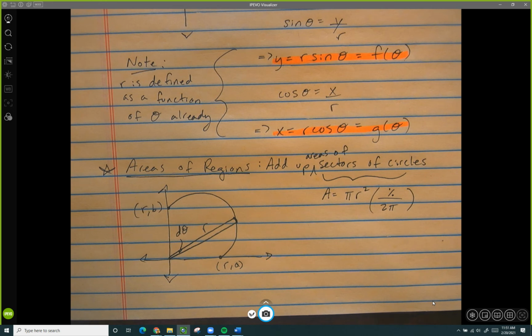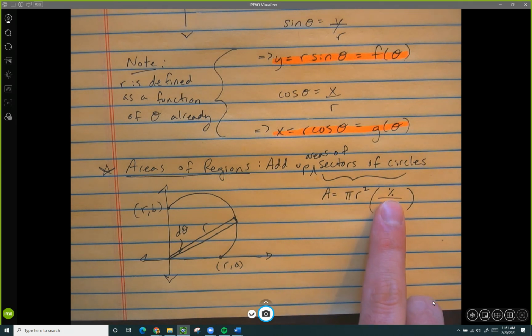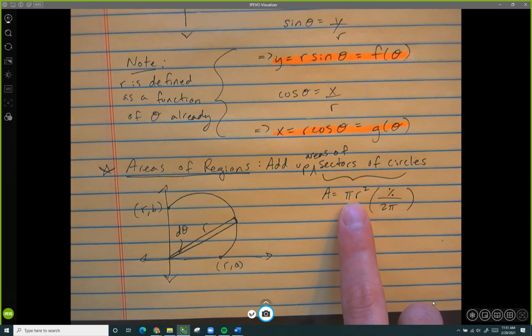If I wanted the area of a half circle, it'd be the area of the whole circle times the angle that I'm taking over 2 pi. What's the angle for a half circle? It's 180 degrees, or pi. Pi over 2 pi is 1/2. The area of half a circle is pi r squared over 2.